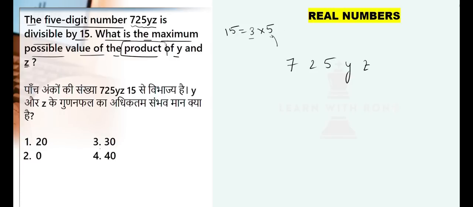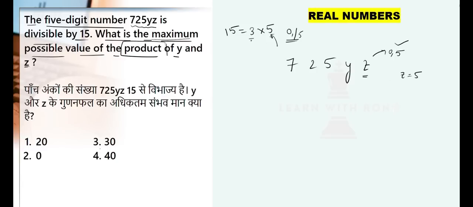So, what is the divisibility rule of 5 here? The unit digit should be either 0 or 5. Here the unit digit is z, means z can be either 0 or 5, but we want the maximum value. So, we take the maximum value, so z value is 5 here.